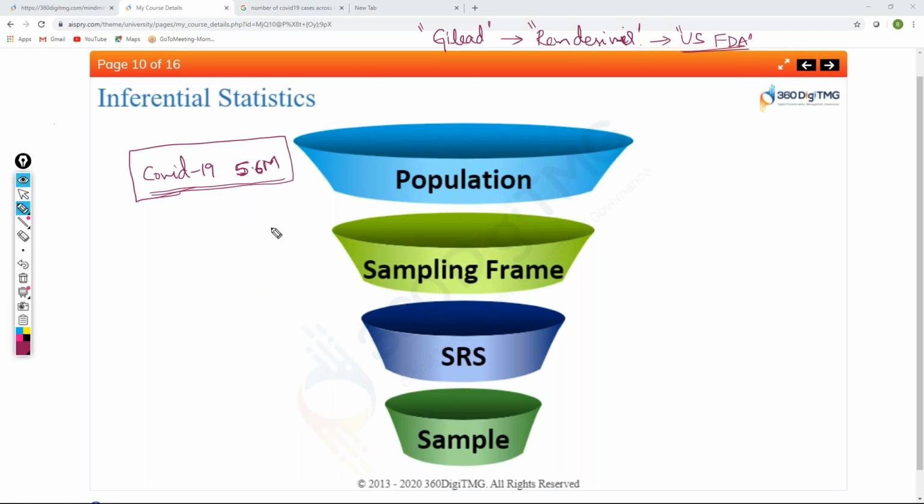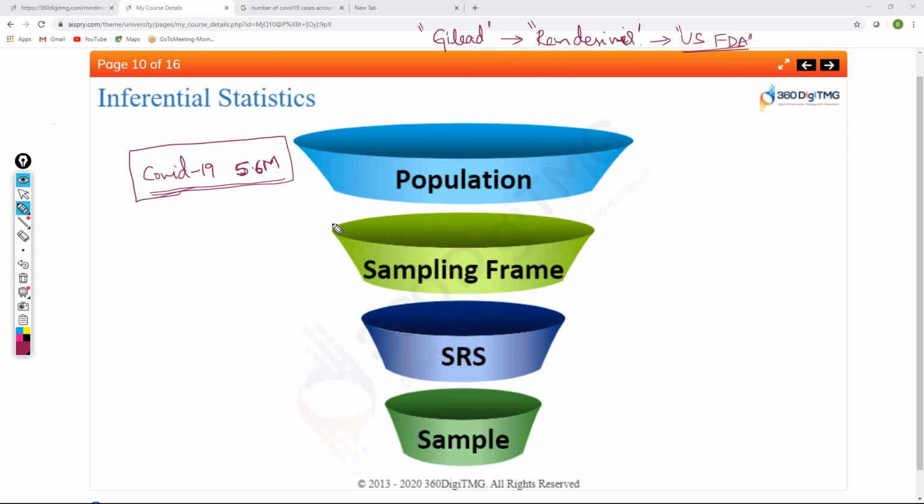Of course, you can say that, hey, mutations are changing, so no matter what vaccine comes out, it would not be effective for the next mutation of COVID-19. All that is fine, but I'm just giving a generic view here. So COVID-19, 5.6 million people, that's the population.